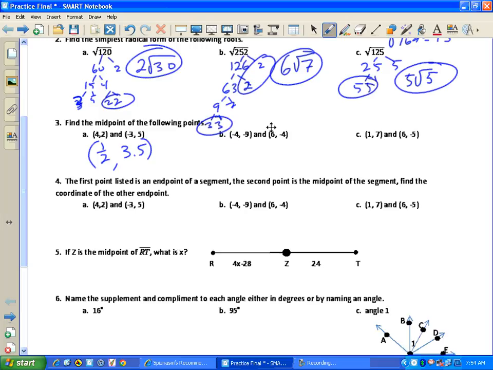-4 plus 6 is 2. Half of that is 1. -9 plus -4 is -13, which would be -6.5 when you divide by 2. 1 plus 6 is 7. Divided by 2 is 7/2, or 3.5. Okay, it's more useful with decimals here, just because then if you wanted to graph these, you'd know how far over to go.